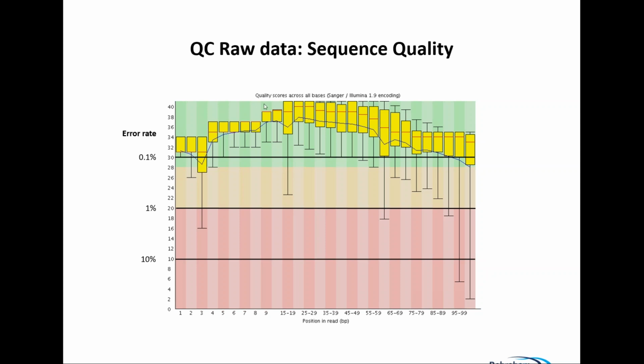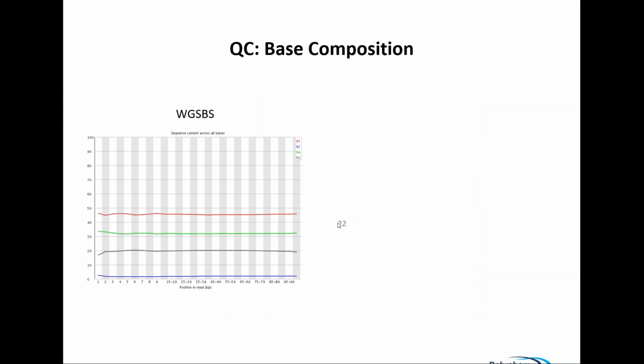At the traffic light system, if the sequence is in the green part, it's good. Yellow is okay, and then as soon as things start going below 20, you probably want to remove the sequences and be left with a good portion of the sequences.